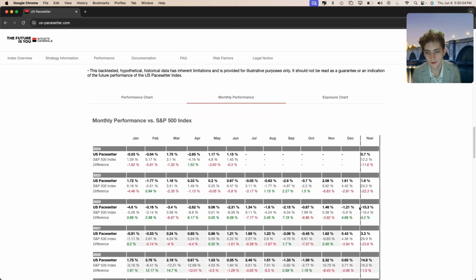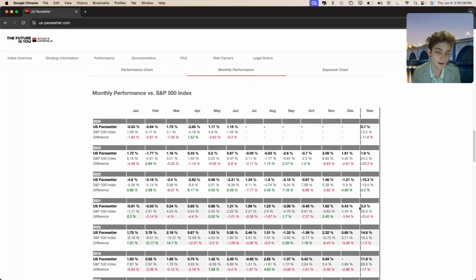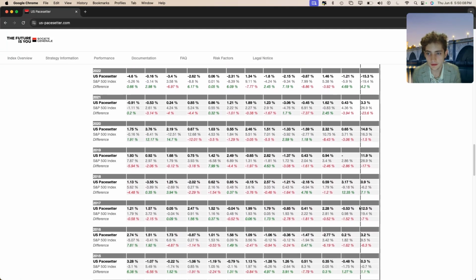Important point though. As we all know, 2022 was a bear market. What did the Pacesetter do here? Look at this. The US Pacesetter returned negative 15. Of course, it lost money, but it lost less money than the S&P 500, which means that this would have actually been a better index to invest in if you were just investing directly into the index.